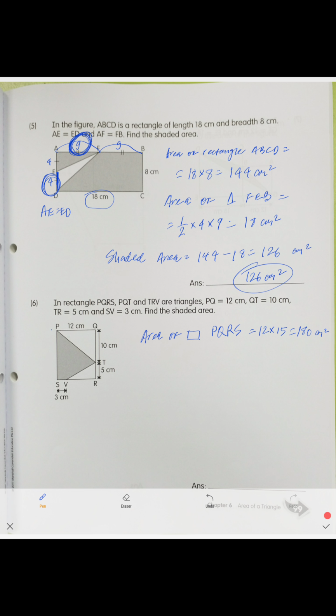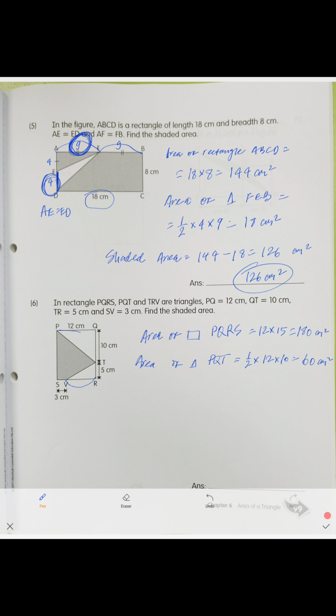Now, our first triangle, PQT, this one. Area of triangle PQT is equal to what? One height is 12 and the base is 10, or vice versa, it doesn't matter. 1/2 times 12 times 10, which is 60 square centimeters. Next triangle is this triangle. We know the base, we know the height. The whole thing is 12 and this little thing is 3.